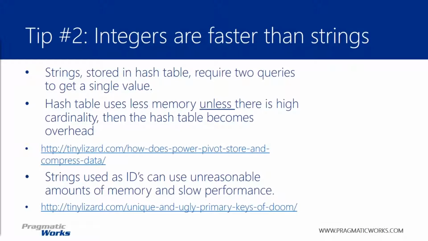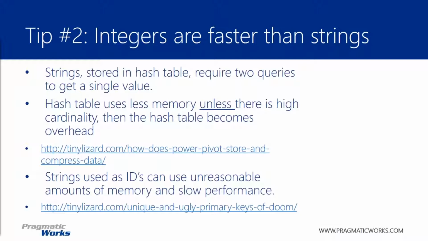Another sort of insight related to the amount of data in any row is the data type itself. A string data type is stored in a way that uses more space than an integer data type. The strings are actually stored in a hash table, so there's a reference to the string, but you still have to store the hash table.